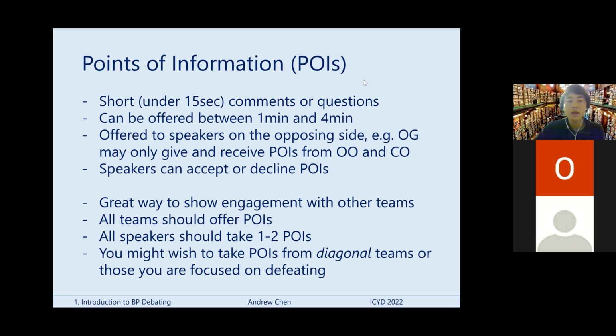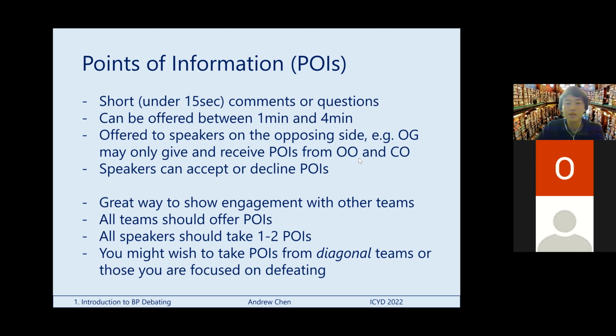You can offer points of information to speakers on the opposing side, so only teams on the opposing side. So if you're opening government, you can only give and receive points of information from OO and CO. You can't give a POI to another team on the same side. And when you're offered a POI as a speaker, you can accept or decline the POI. If you decline the POI, they need to just sit down and they can offer it again later. If you accept the POI, they just ask you the question and then you respond to it.